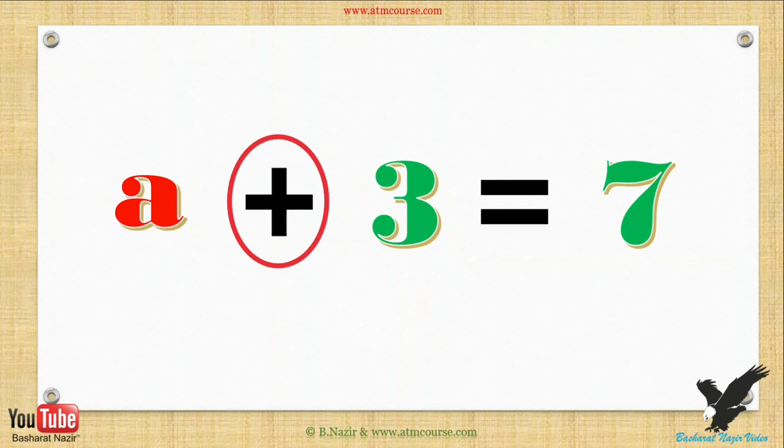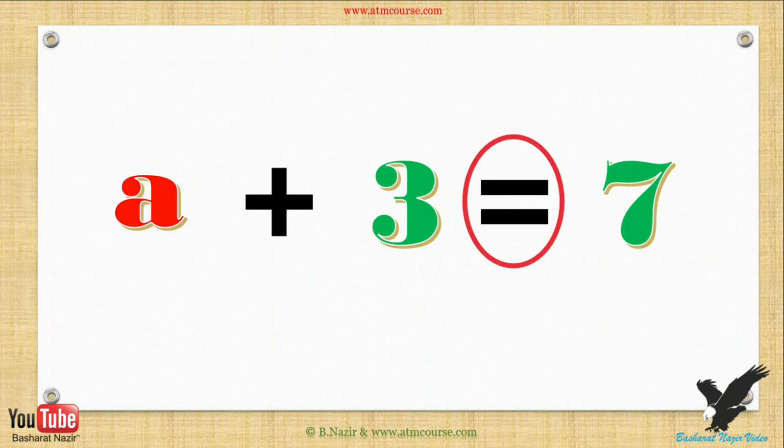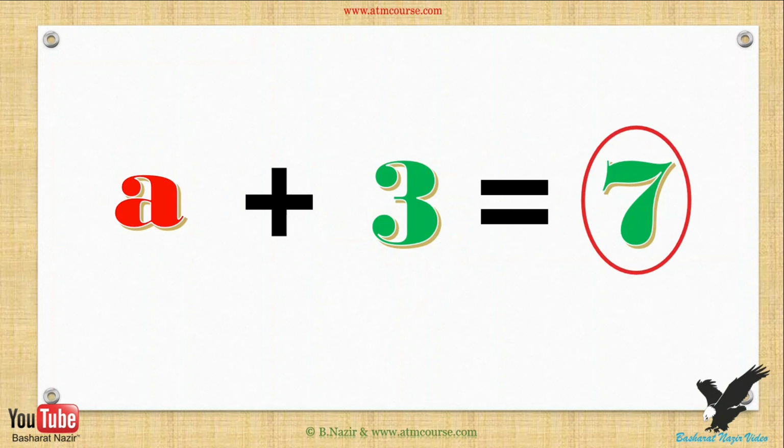Followed by the plus sign, which tells us that an addition operation will follow. Following the plus sign is the second number. Next, we have the equal sign, which tells us that both sides of the equation are in balance, meaning they are equal in value. On the right side is the result already worked out. We have to ensure that the left side also gives us the same result. Next, we will see how easily you can solve this style of equations.